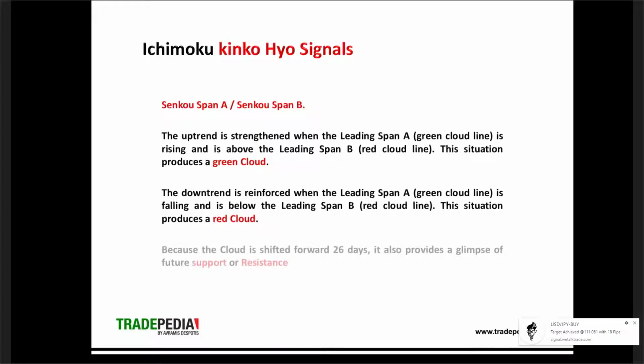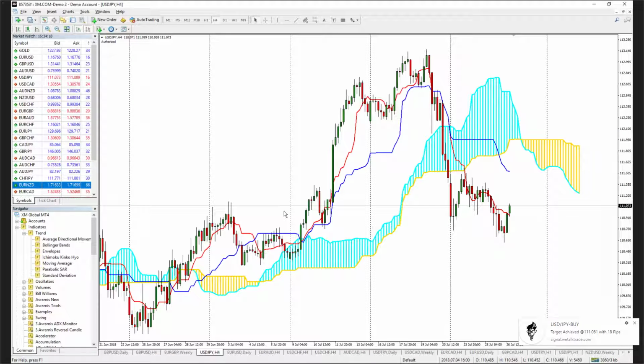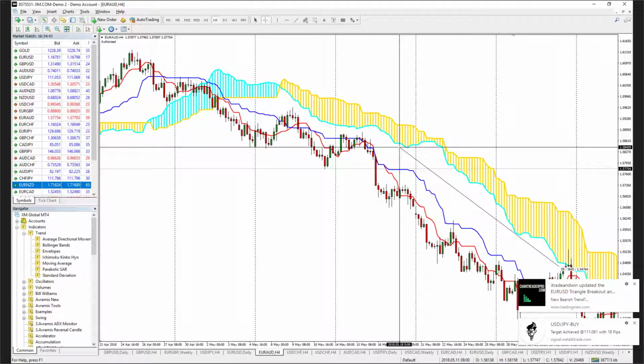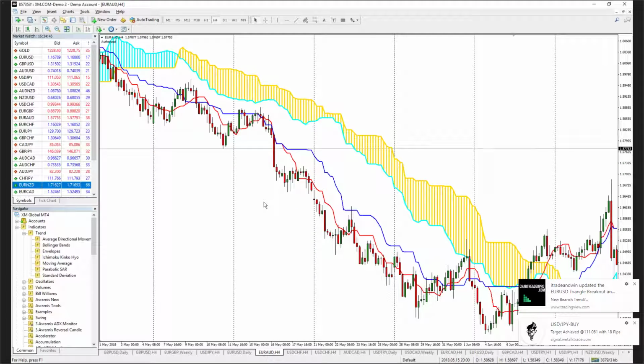All right, and those are the signals from the cloud. Now, again, because the cloud has shifted 26 periods forward, it also provides a glimpse of future support and resistances. Now, what did we say? That the red and blue lines can also act as support and resistance levels. Another area of support and resistance is also the Kumo. The whole of the Kumo area is seen as an important support or resistance area in an ongoing trend.